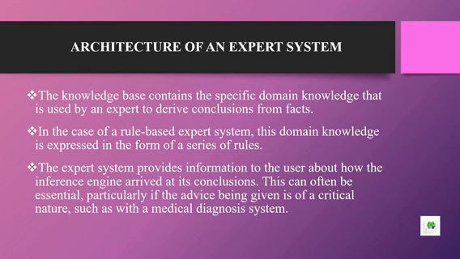The second one is, in the case of a rule-based expert system, this domain knowledge is expressed in the form of a series of rules. That is, a rule-based expert system has conditions, and certain rules are there for the expert system. It gets the domain knowledge and expresses it in the form of a series of rules.